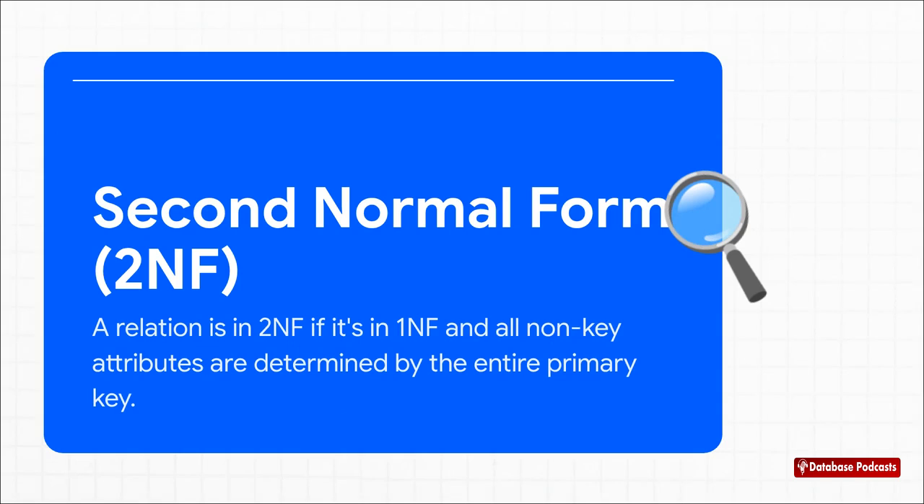Our first major stop on this journey is second normal form, 2NF. Now, this rule specifically targets tables that have a composite primary key. That's a key made up of two or more columns. And the rule is actually pretty simple. Every other column in that table has to depend on the entire key, not just a piece of it. The whole key has to be responsible for every piece of data.